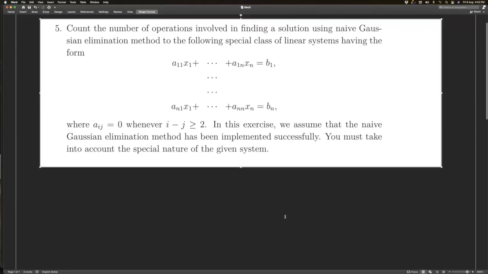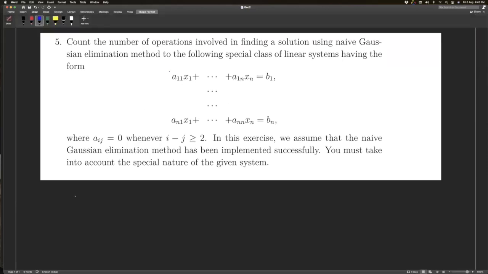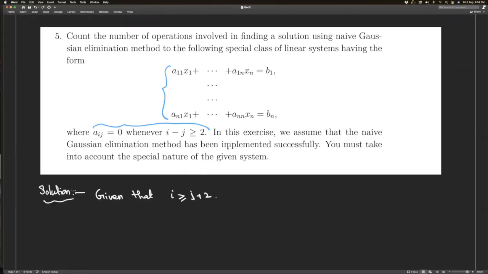What is the structure of the system given? Well, the structure of the system is that Aij is equal to 0 for all i greater than or equal to j plus 2, and you have the n cross n system. Now assume that you have developed a program based on naive Gaussian elimination method, where you have not computed those terms that you know are already 0. If that is so, then the question asks us to count the number of operations involved in the program.